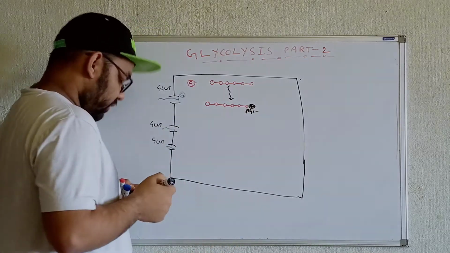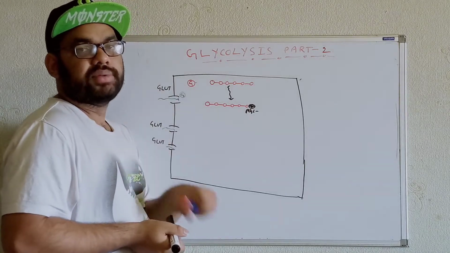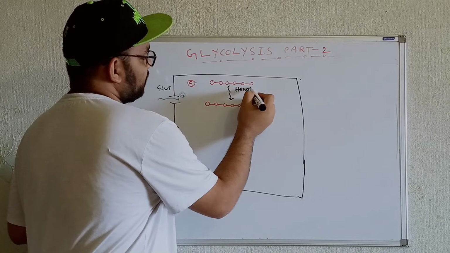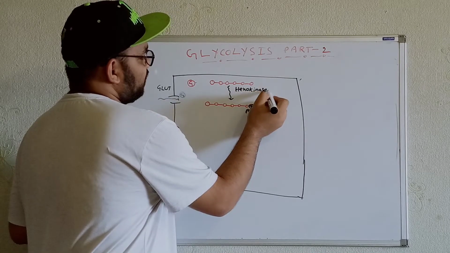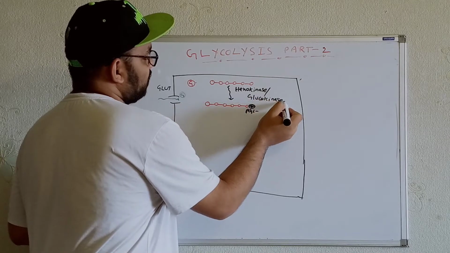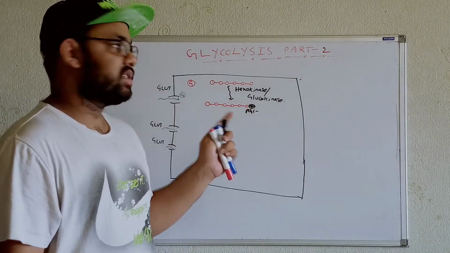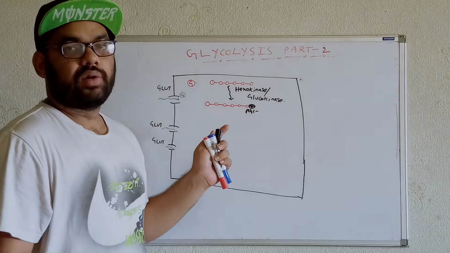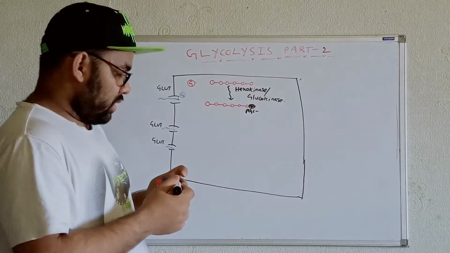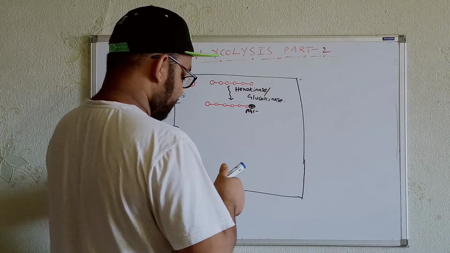In the first step, to convert glucose into glucose 6 phosphate, we can use two types of enzymes: hexokinase or glucokinase. Hexokinase is present in almost all cells. Glucokinase is present in some specific types of cells that I am going to talk about.